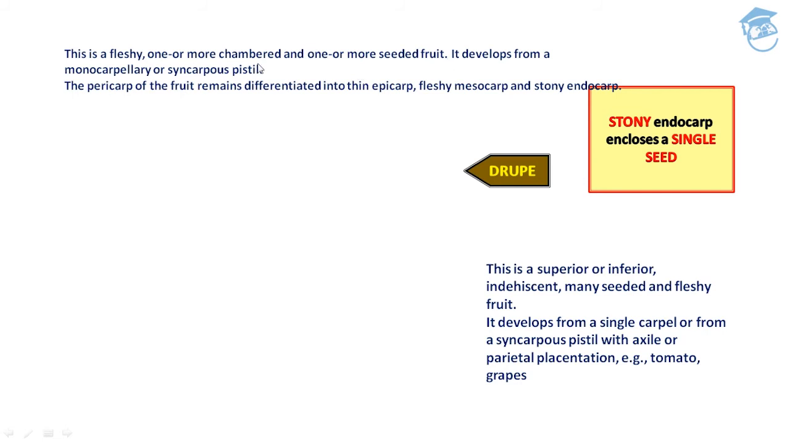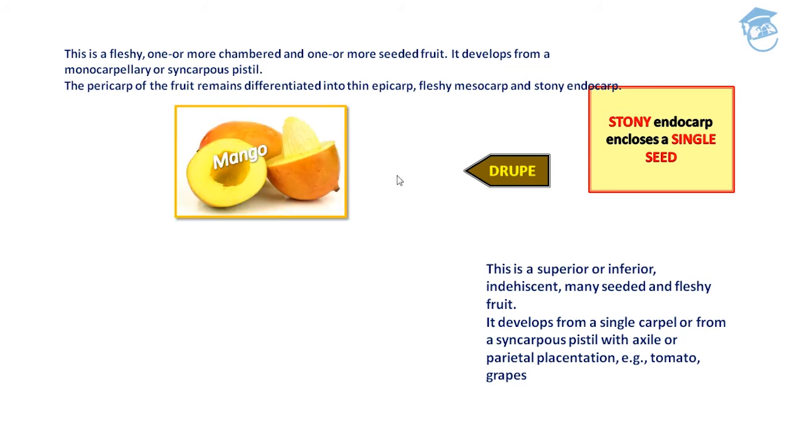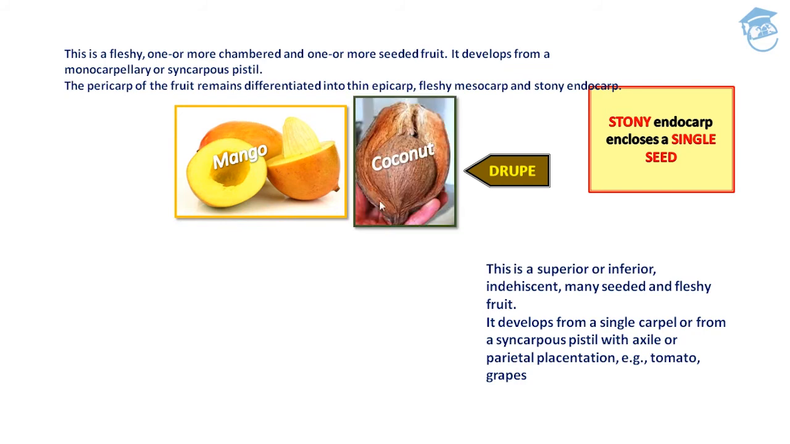It develops from a monocarpellary, that is one carpel, and in the syncarpous condition, that means when carpels are in the fused condition. So the pericarp of a fruit remains differentiated into thin epicarp, fleshy mesocarp and stony endocarp. So this is mango, which is an example of drupe. Coconut is again an example of drupe.